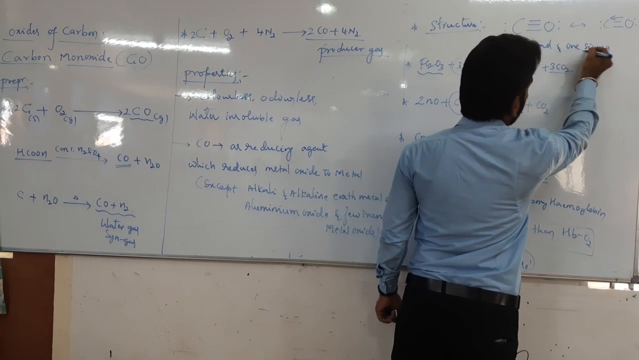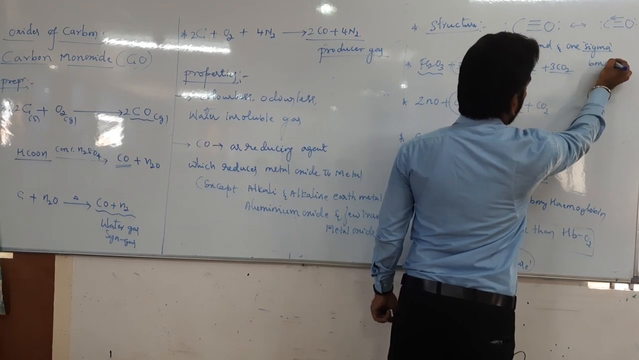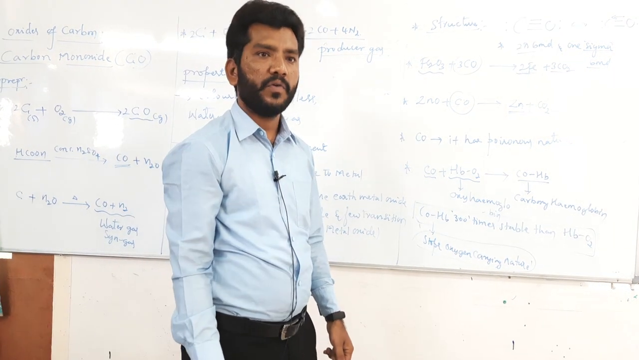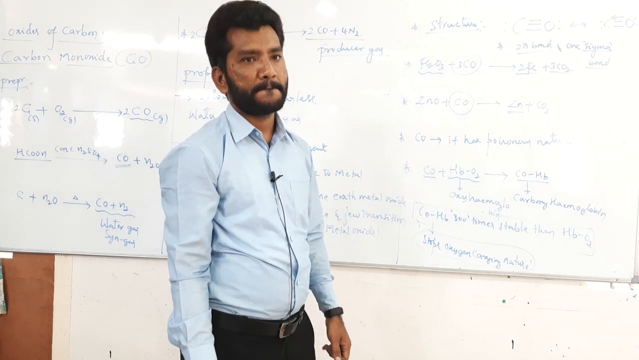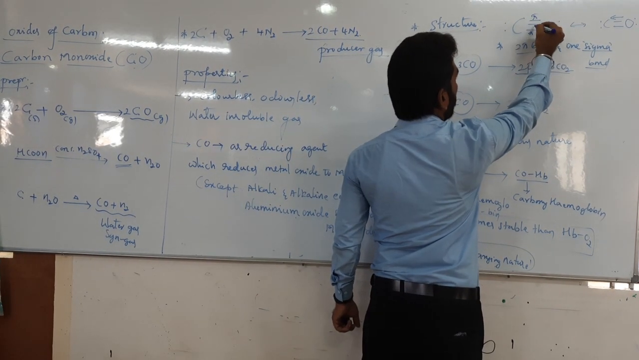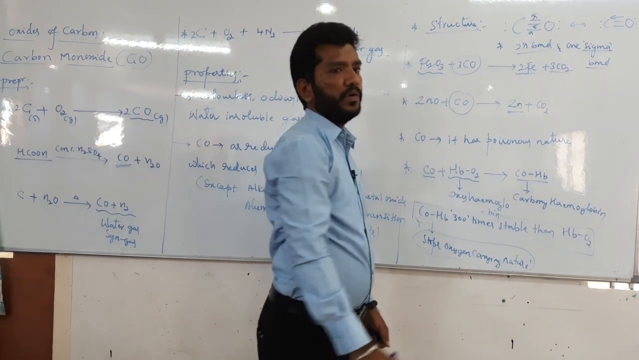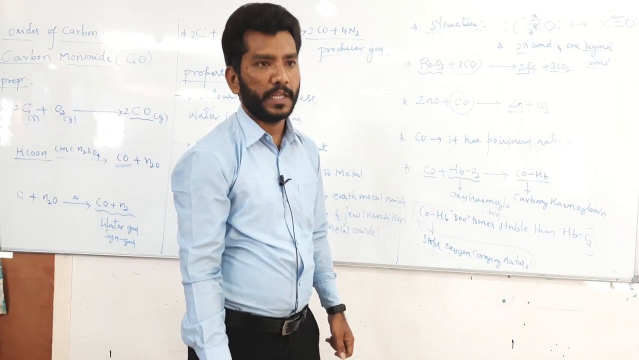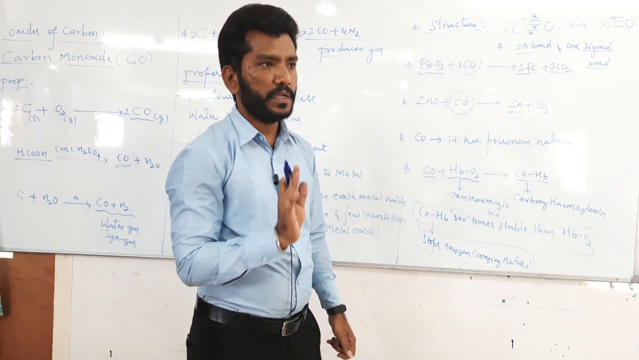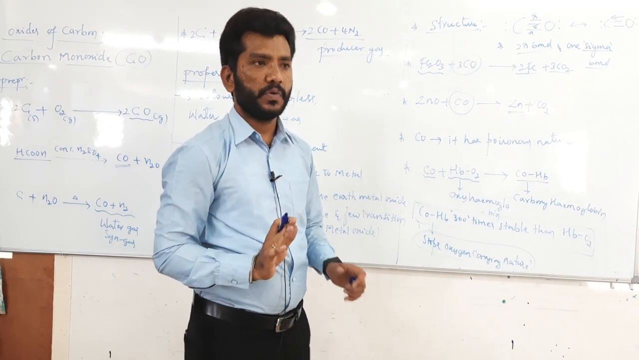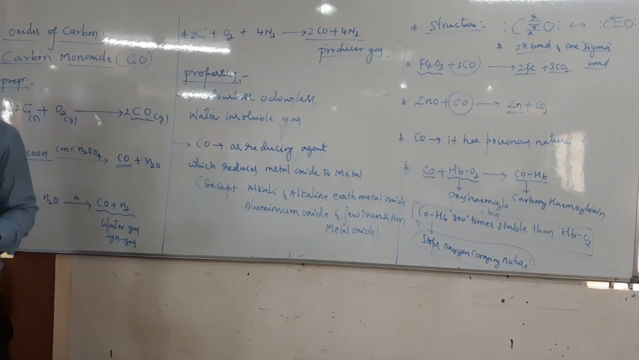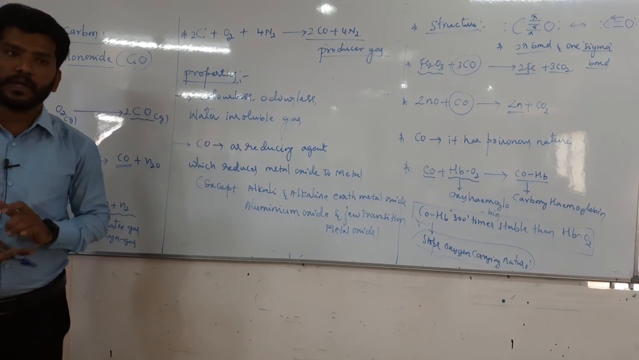We can see that 1 sigma bond and 2 pi bonds are there, 2 pi bonds and 1 sigma bond, understood? So here pi and here 1 sigma we have. So carbon monoxide has 2 pi bonds and 1 sigma bond. So this is regarding the oxides of carbon, that is, carbon monoxide. Okay.